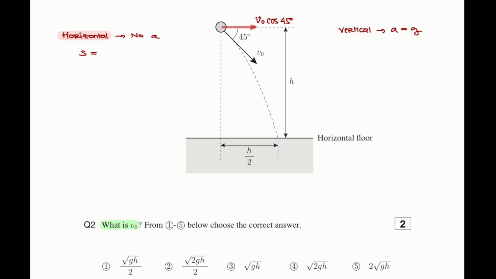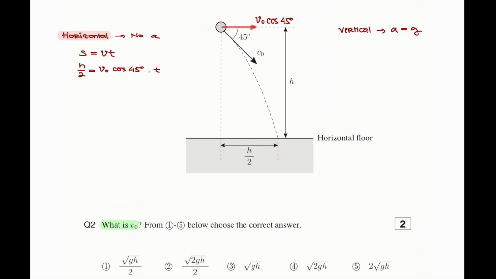Distance equals speed times time. You have to remember, we are talking about the horizontal component. So when I say distance here, we should see the horizontal distance, which is h over 2. So horizontal distance h over 2 equals horizontal speed, which is V0 cos 45 degrees, times t. This is what we get from the horizontal component.